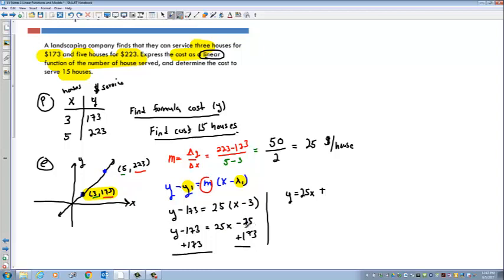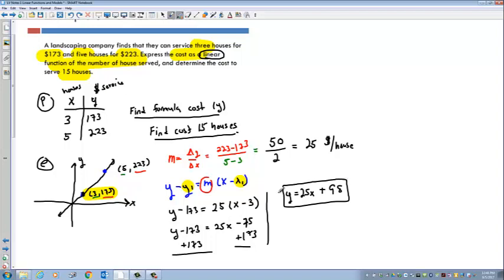So we're going down 75. So if you go down 75, basically you're going to go down 73, okay, and then you're going to go down 2 more. So that's 98. There we go. So it's 25x plus 98. All right, so there's a formula for it.